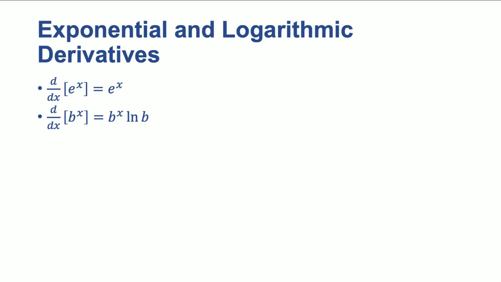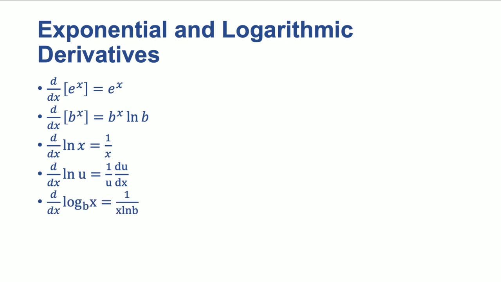of b. Then if I want to take the derivative of the natural log of x, that's just going to be 1 over x. And if I do that with a function u, then that's just going to be 1 over u times du dx. All right, and finally, if I want to take the derivative of a general logarithm, log base b of x, that's going to be equal to 1 over x times the natural log of b.